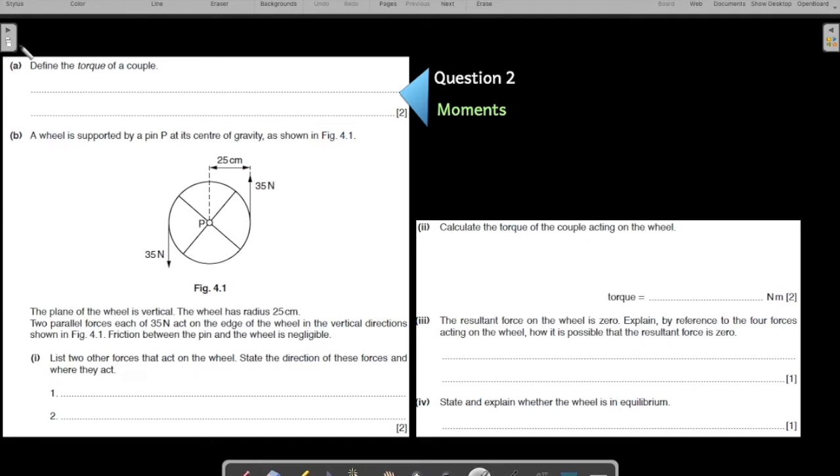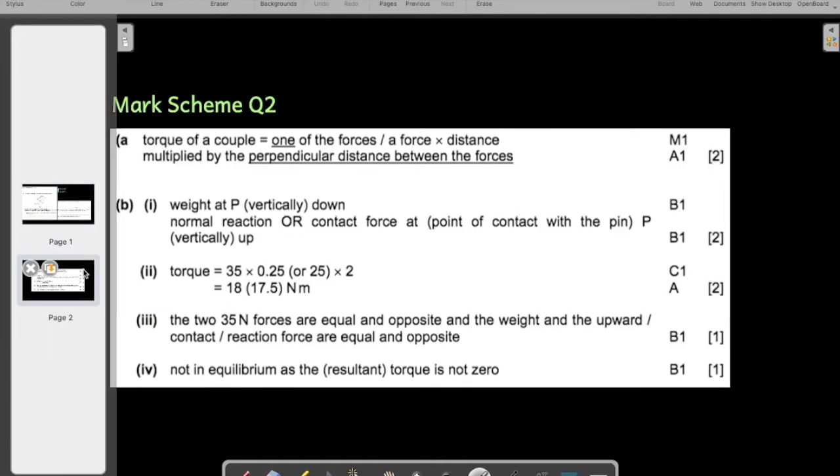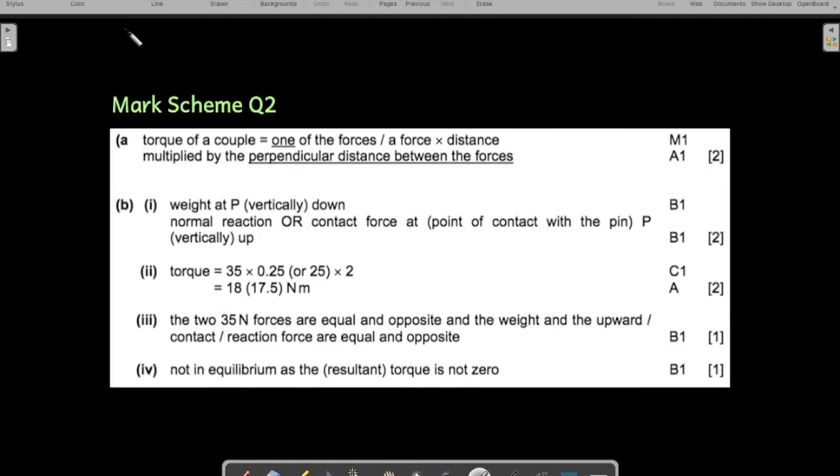Alright, so here we have part A. Define the torque of a couple. So how do you define torque? It's just a 2-mark question. Distance between the forces multiplied by one of the forces. Why is it a 2-mark question? Let's look at the mark scheme.